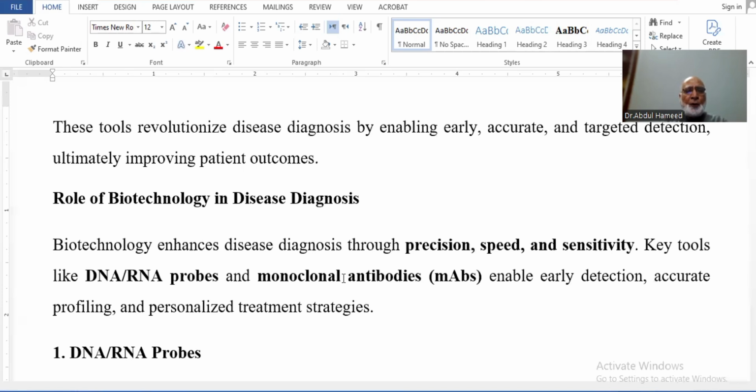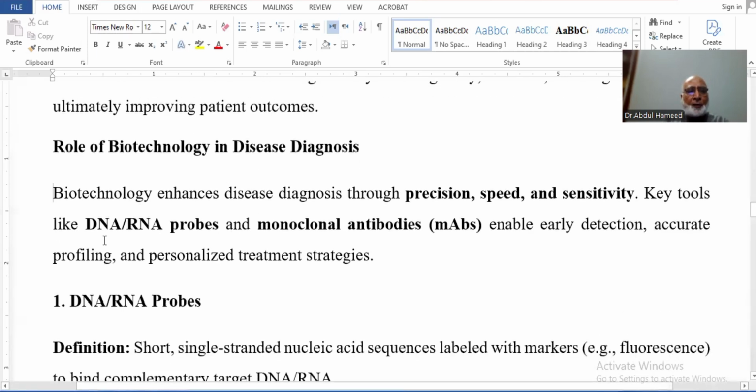So in order to re-summarize and provide the revision, the role of biotechnology in disease diagnosis: biotechnology enhances disease diagnosis through precision, speed, and sensitivity. These are very important points: precision, speed, and sensitivity. So key tools like DNA and RNA probes and monoclonal antibodies enable early detection, accurate profiling, and personalized treatment strategies.